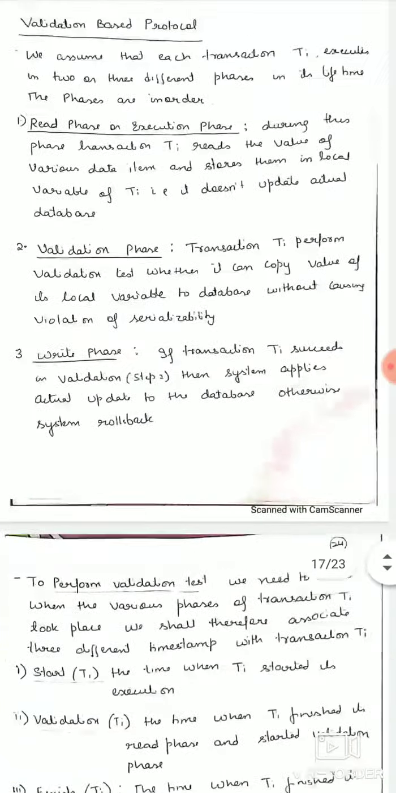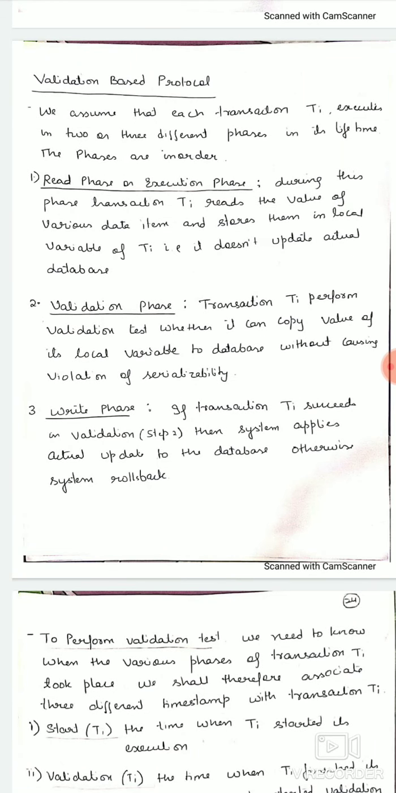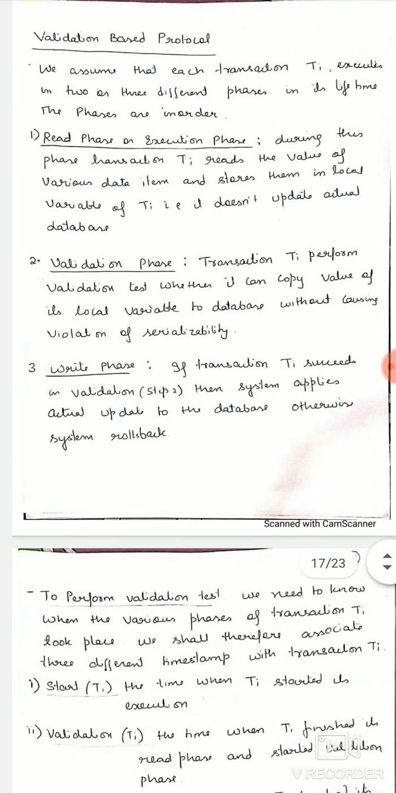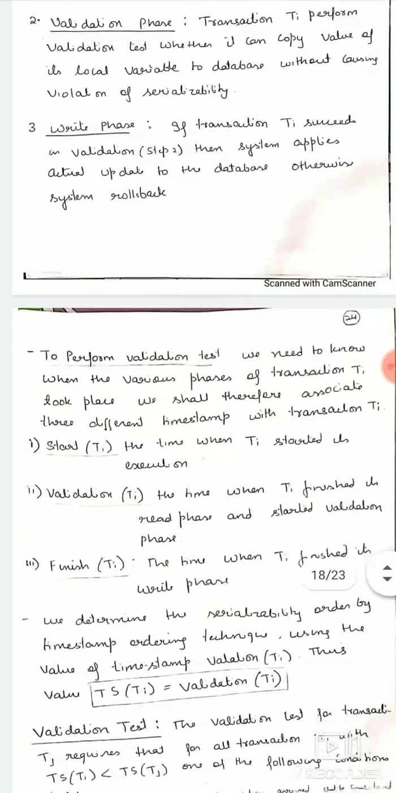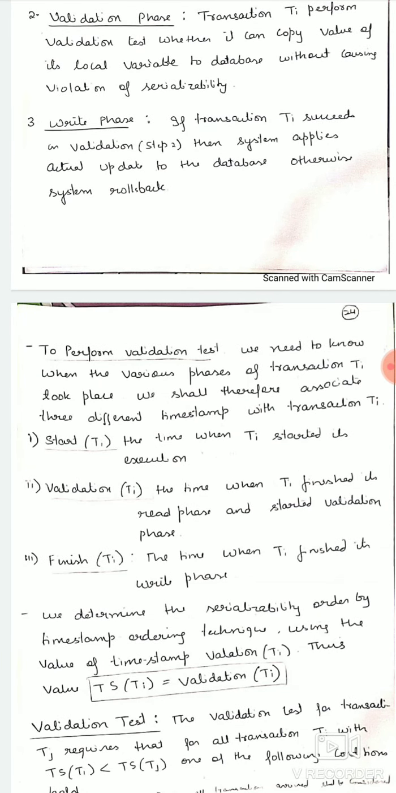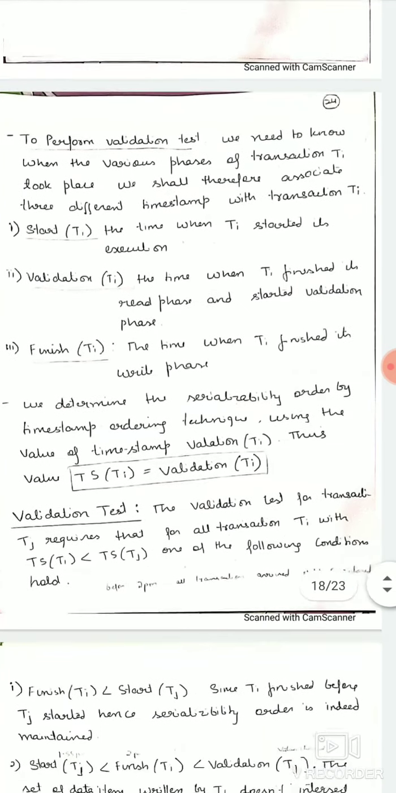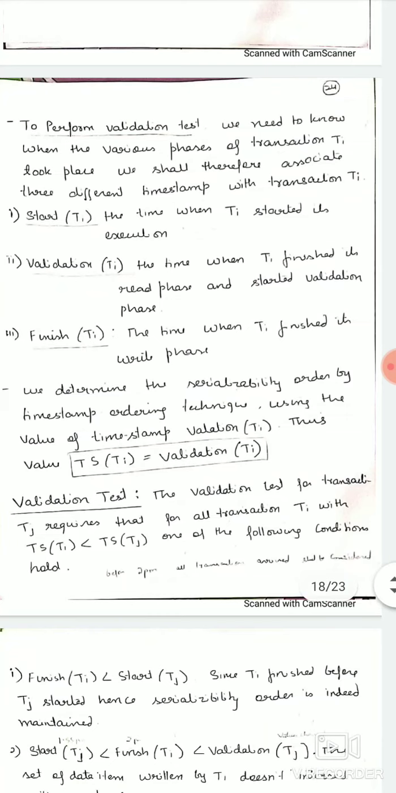We know what the read phase, execute phase and write phase are. Now we'll see what the validation phase is. We have only said that in the validation phase it is going to perform a validation test. So what is that validation test? To perform a validation test, we need to know when the various phases of transaction Ti took place. We shall therefore associate 3 different timestamps with transaction Ti.